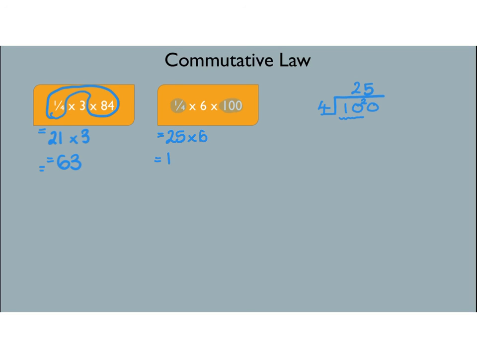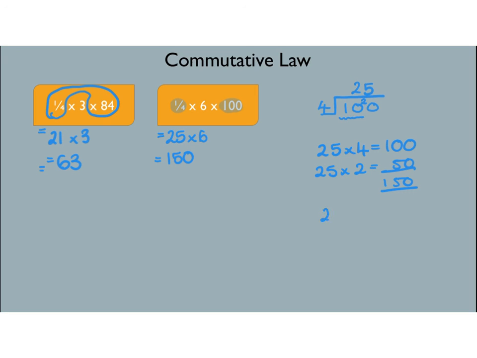25 times 6, I know that's 150. I know that because 25 times 4 is 100, but I need 2 more. 25 times 2 makes 50. So I know it makes 150 altogether. Okay, that's how I did it.